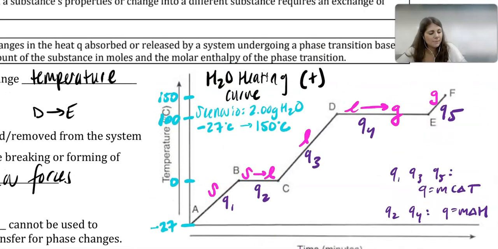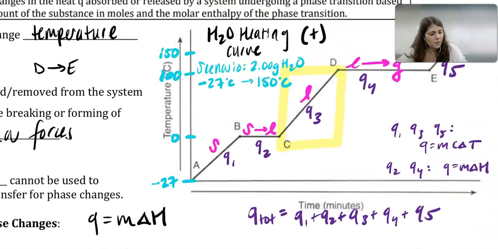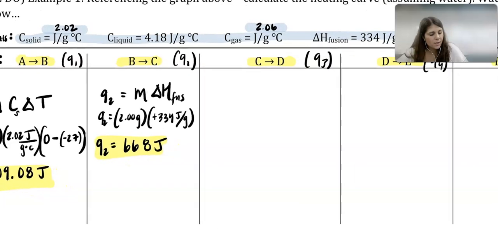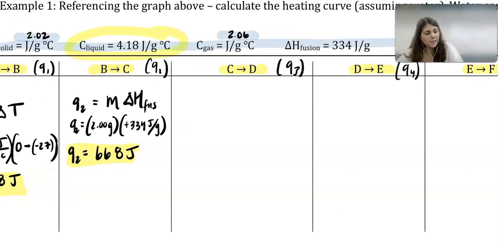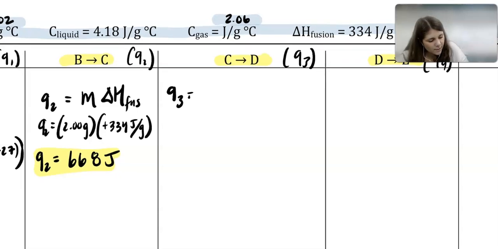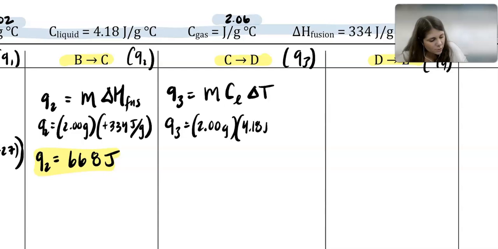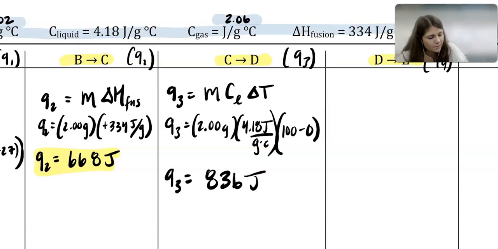Moving on, C to D. So here we're looking at this portion right here. So Q3, this is water in its normal form, which is a liquid, and it's going from 0 to 100. So here, water will be 4.18 based off the C liquid right here. Q3 is m C liquid delta T, we have 2 grams multiplied by 4.18 joules per gram Celsius, and final will be 100 minus 0. You should get your Q3 as 836 joules.